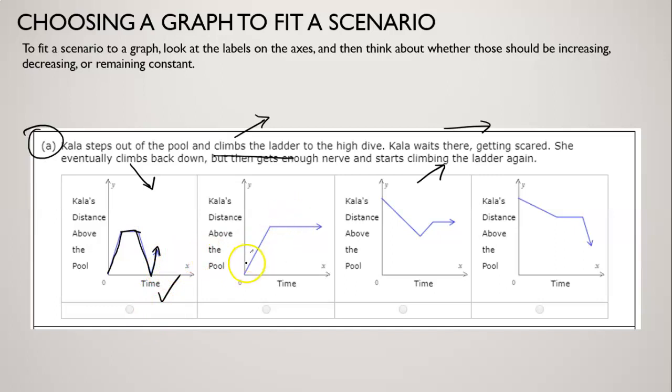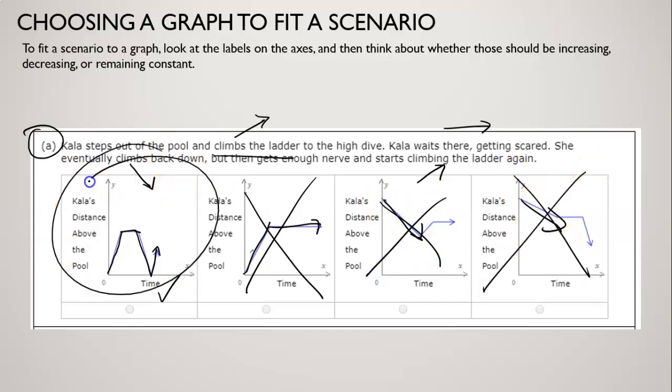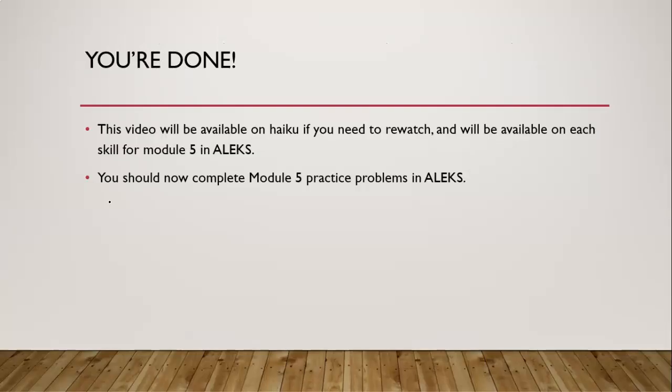But let's try this one. Increasing, staying constant. Oh, this one doesn't have enough information. It fits the first two options, but it doesn't continue. This one starts off with decreasing, which is not correct. She does not start at the top of the ladder. And this one starts out with decreasing. Again, that one can't be correct, so you should have chosen that choice.